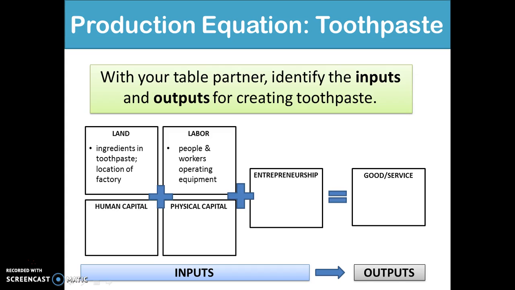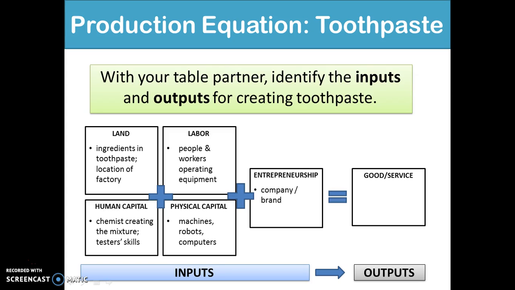Land would be all of the ingredients in toothpaste, the location of the factory. Labor, all of the people, the workers who are operating the equipment. We could even say the chemists. The knowledge and skills that the chemists have, the testers' skills who are tasting the toothpaste, that's human capital. Physical capital would be the machines, robots, and computers that are assisting them in the production.